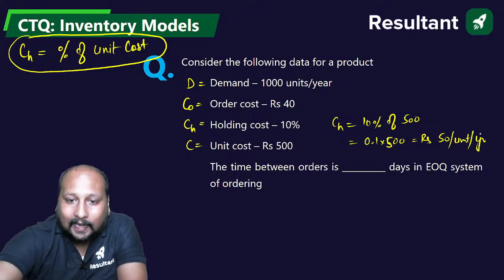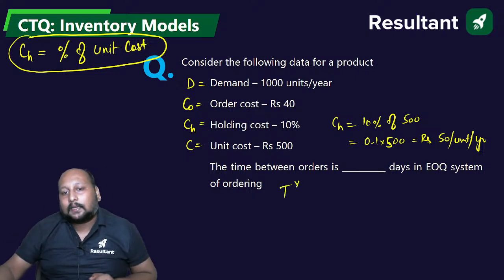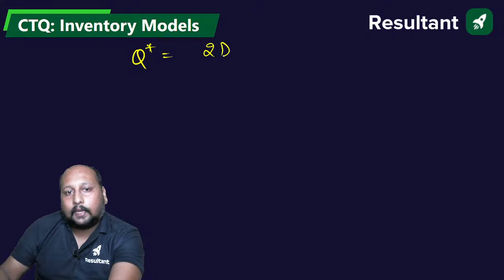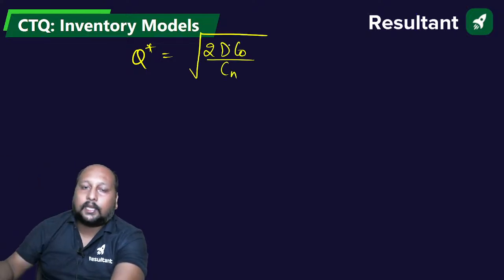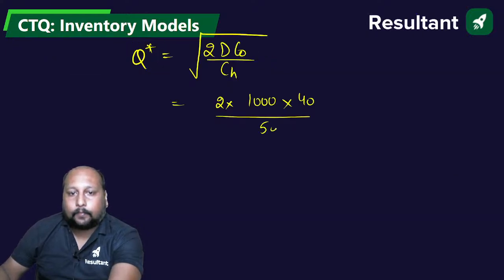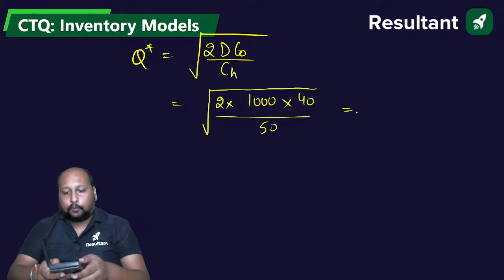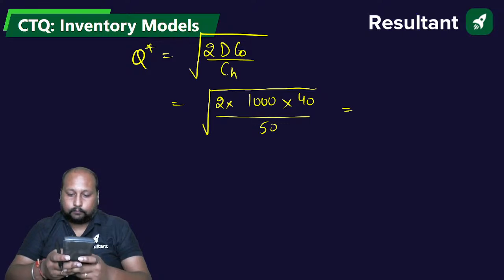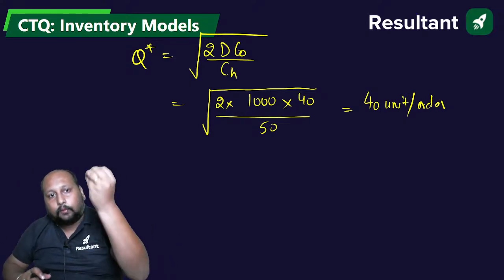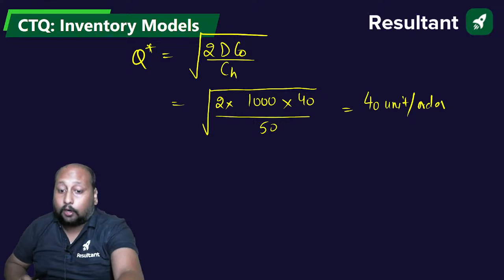Now they're asking what is the time between orders in days for EOQ order? That means they're asking you about T star. Very easy. Now, T star is asked, but you have to calculate Q star first. So Q star will be equal to root of 2DCO by CH. Same formula, no change. Capital D is given as 1000 units. CO value is 40. CH value is 50. Let us calculate the value of Q star. This is somewhere around 40 units. 40 units per order. That means in one order, you have to buy 40 units only in order to have an EOQ.